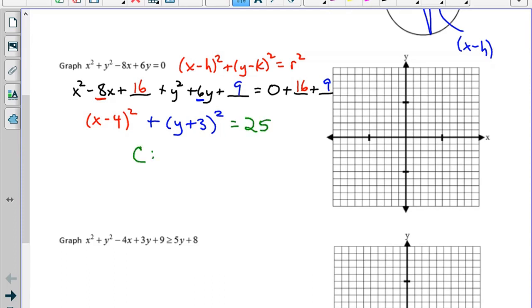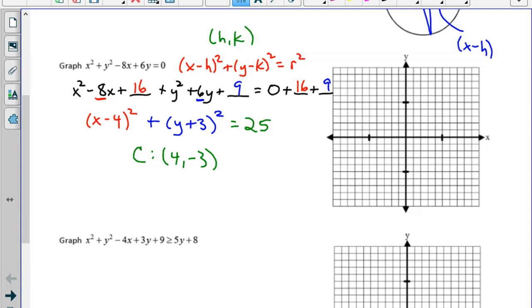So my center is at (4, -3), because (h, k) is the center of the circle. And notice the equation has minuses in it. That should make sense, because if I substitute 4, -3 in for x and y, so if I subbed 4 in for x and -3 in for y, I would get 0 plus 0, which would mean I am 0 units away from the center of the circle. So that should make some sense that (4, -3) is the center of the circle.